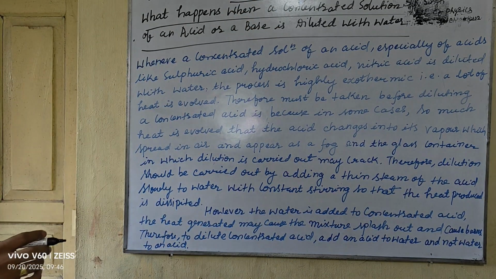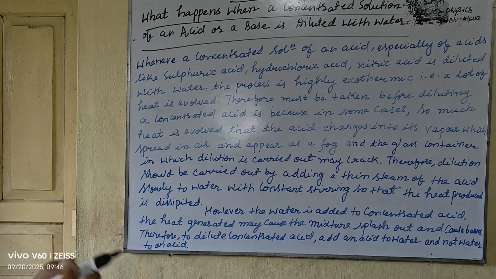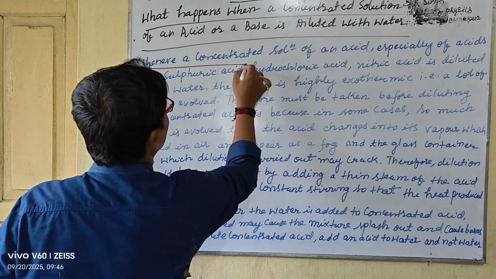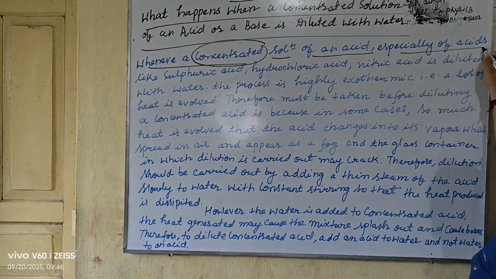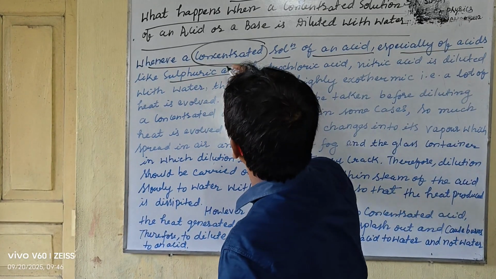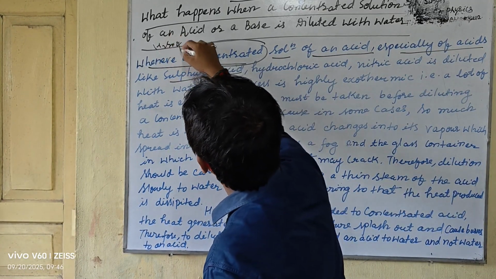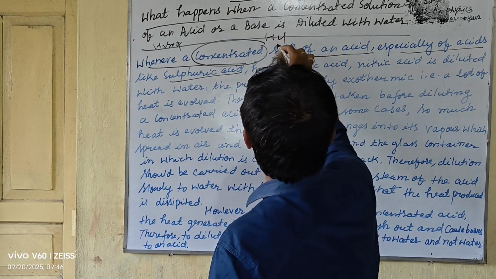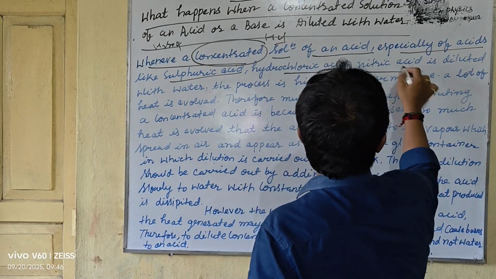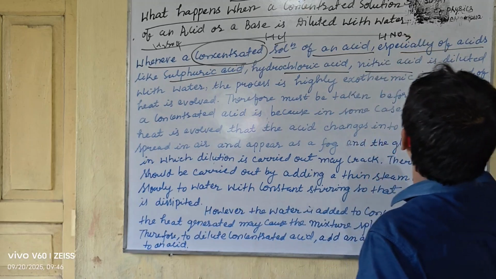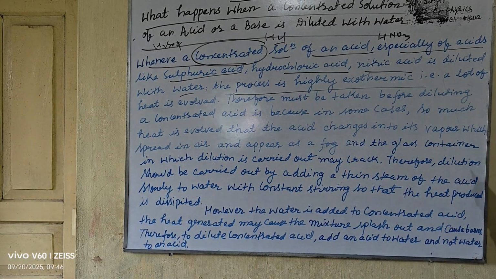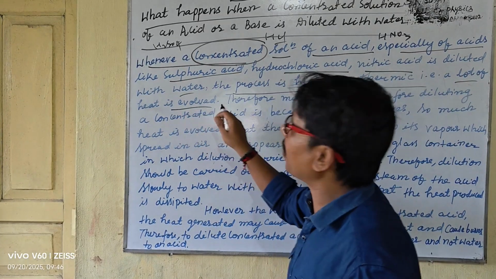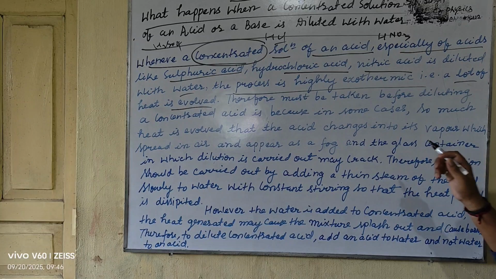What happens when a concentrated solution of an acid or a base is diluted with water? Whenever a concentrated solution of an acid, especially an acid like sulfuric acid, H2SO4, hydrochloric acid, HCl, and nitric acid, HNO3, is diluted with water, the process is highly exothermic. What is an exothermic reaction? A lot of heat is evolved. When heat is evolved, that is called an exothermic reaction.